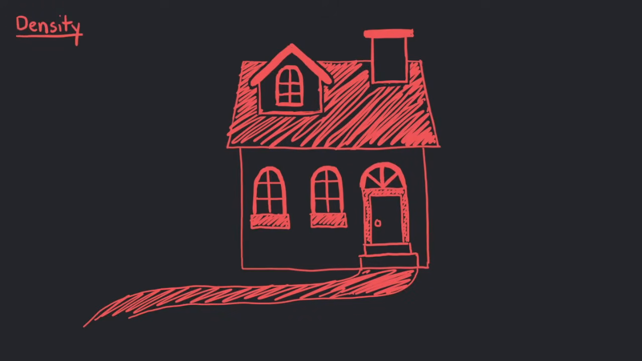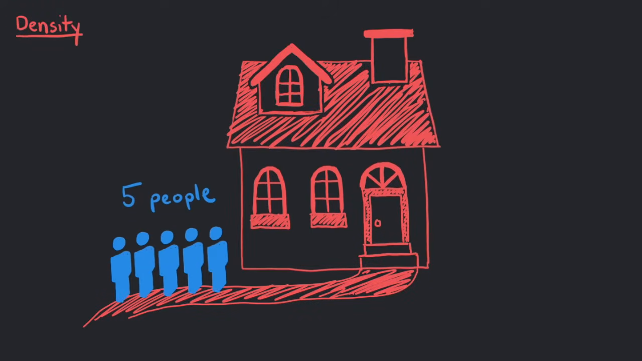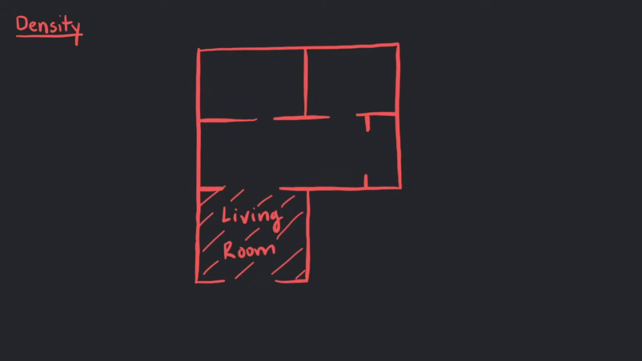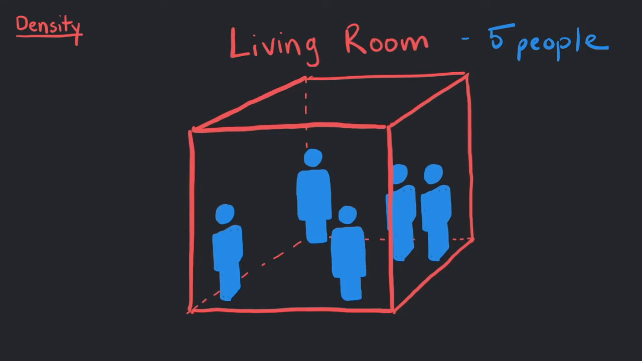In this video, we will learn about what density is and how it can affect whether objects sink or float. In a house, the host invites 5 people to attend his party. These 5 people would only be allowed in his living room, which, in this case, will be confined to this box. It doesn't seem too crowded, and his guests have enough space to move around and talk with each other.